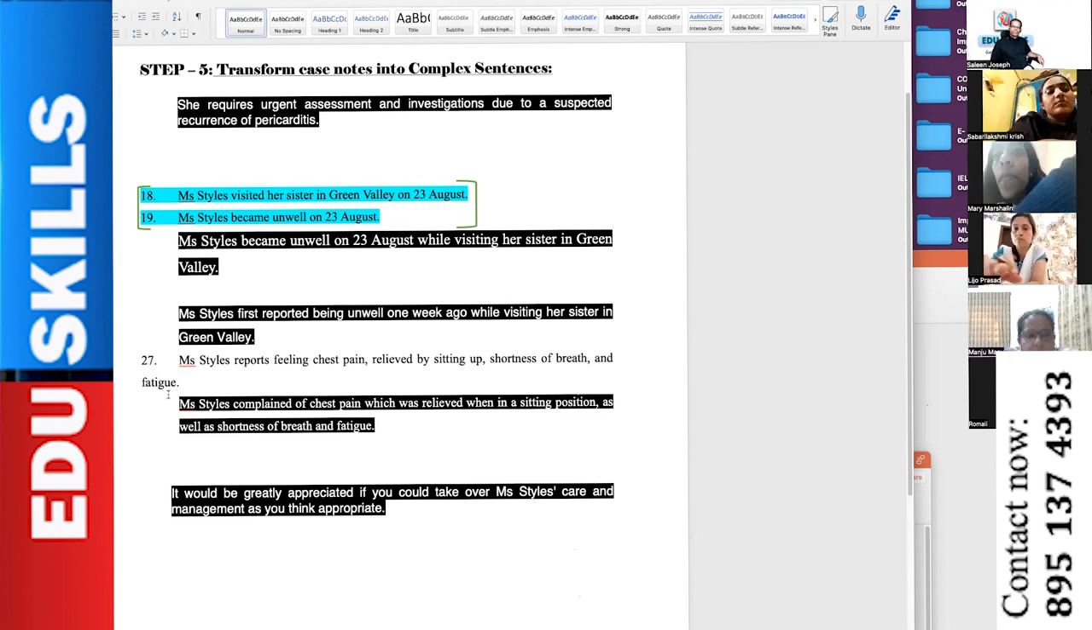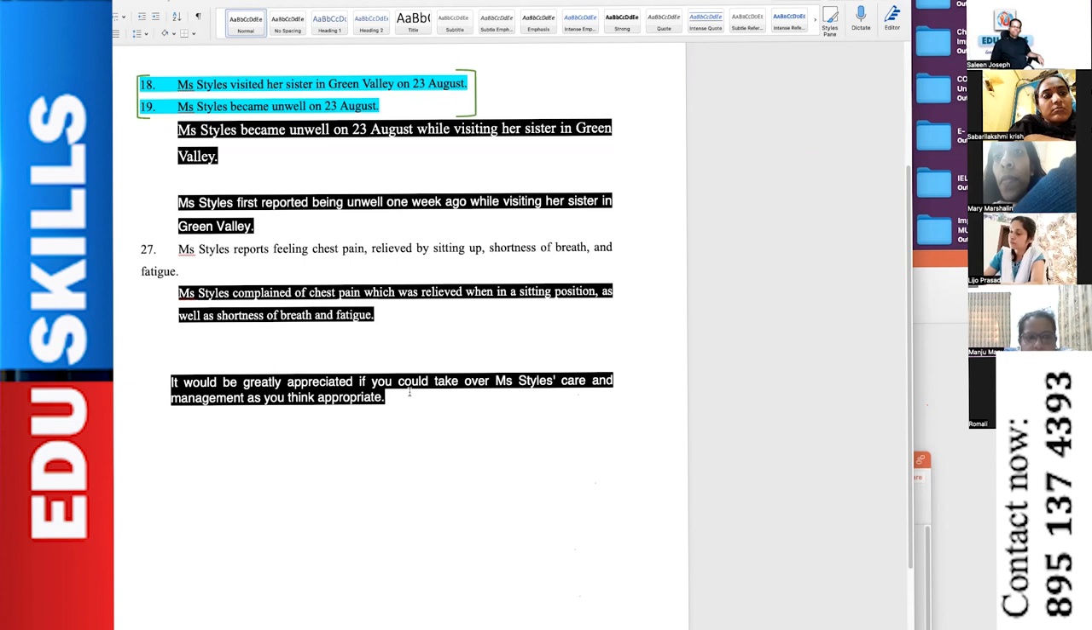Now 27. Miss Stiles reported feeling chest pain relieved by sitting up, shortness of breath and fatigue. Miss Stiles complained of chest pain, which was relieved when in a sitting position, as well as shortness of breath and fatigue. It would be greatly appreciated if you could take over Miss Stiles' care and management as you think appropriate. What starts from "if you" is a dependent clause. Definitely you require two or three maximum.